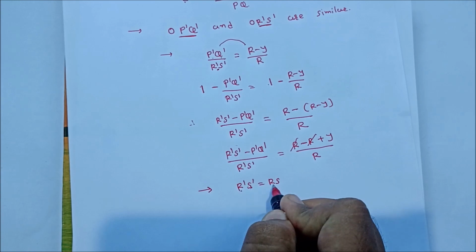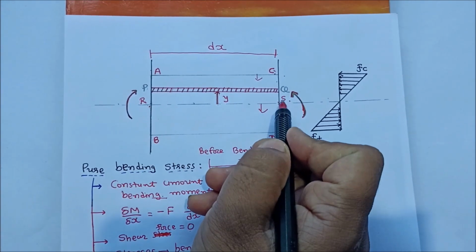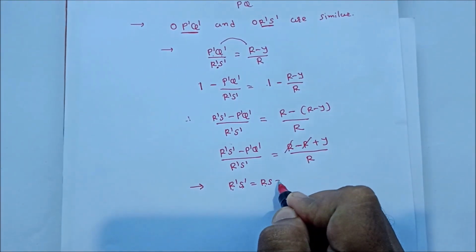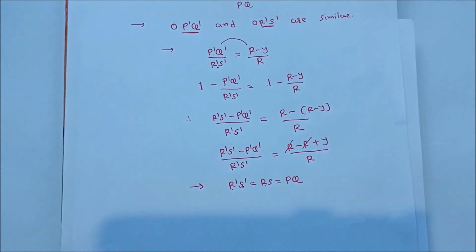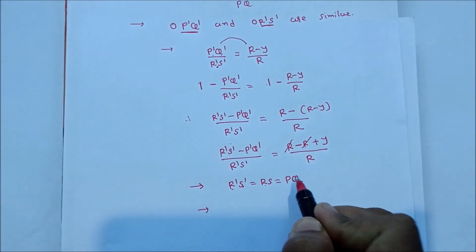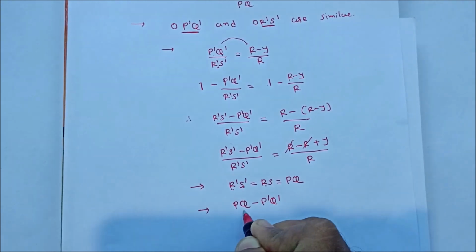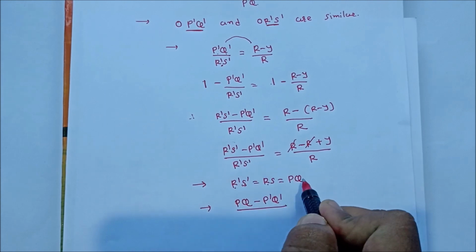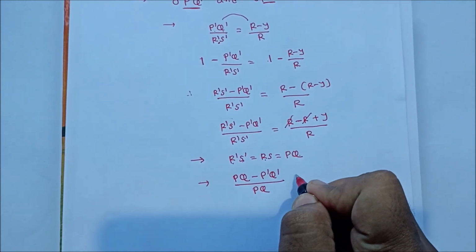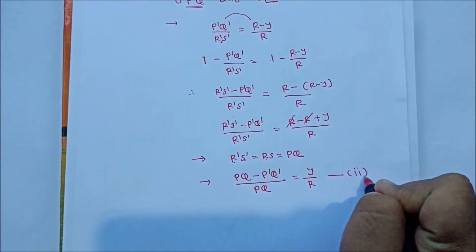So R dash S dash is equal to RS, and from the figure we can write RS is equal to PQ. So R dash S dash is equal to RS is equal to PQ. Put this value in the above equation, so instead of R dash S dash we can write PQ. So PQ minus P dash Q dash divided by, again R dash S dash, that is PQ, so divided by PQ is equal to Y by R. That is equation number 2.